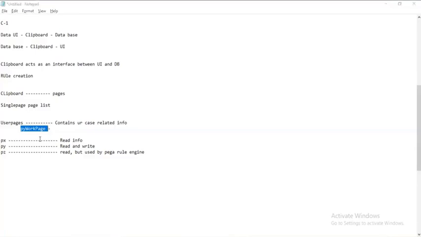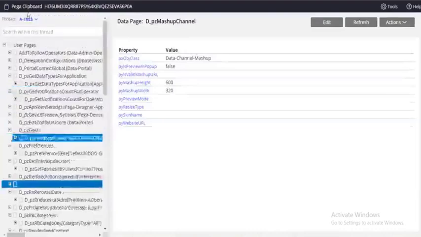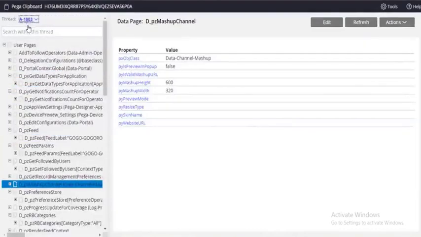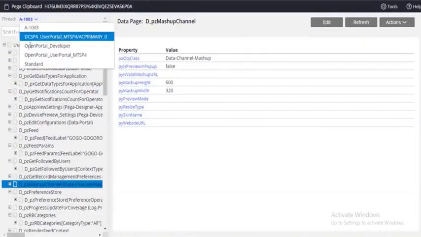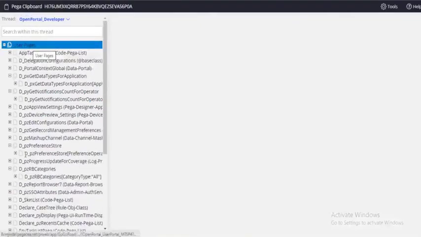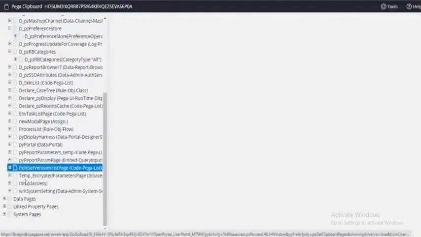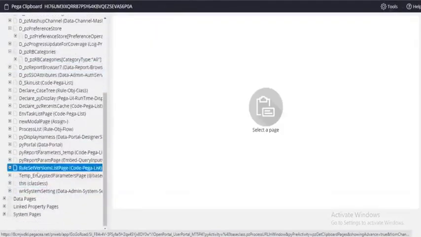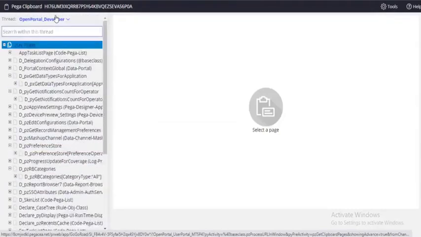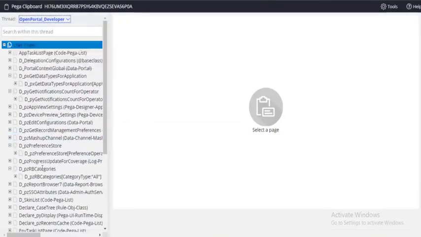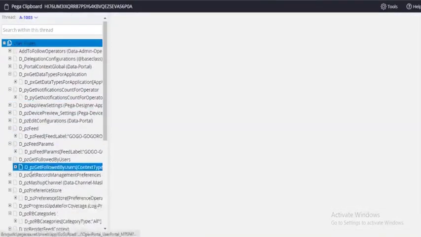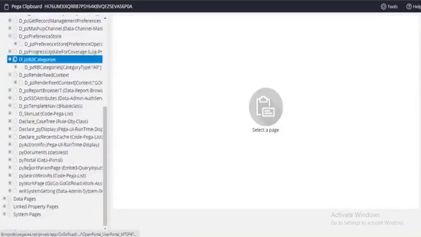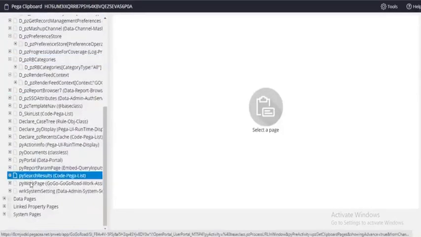Whatever case you are opening is based on the thread. If you change the thread, this thread will not have pyWorkPage. If you see here, there is no pyWorkPage here. pyWorkPage will only be present for your case. Here you will have the pyWorkPage, this one.